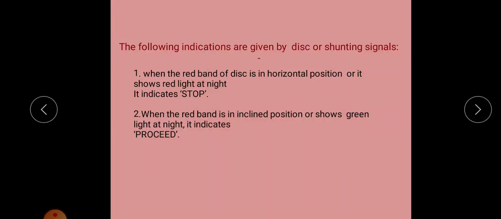In the semaphore signal also, if the arm is horizontal, it means stop, and if it is inclined, it means proceed. Like that here also, if the band is horizontal, it means stop, and if the band is inclined, it means proceed. Okay. So these are the different types of signals we are providing on the railway track. Okay. So this signals portion is over. You should read the textbook. Okay. Thank you.